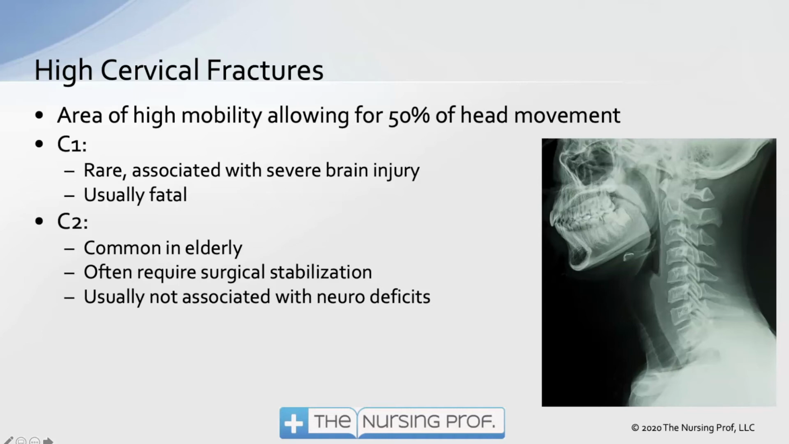C2 is common in the elderly, okay, and it will require surgical stabilization because, again, we're really concerned about having any kind of impingement on the spinal cord at C2. We'll lose our innervation of the respiratory tract. Not usually associated with neurodeficits, though, but it does require surgical stabilization so that it does not move or little fragments don't move and get in the way of the spinal cord.